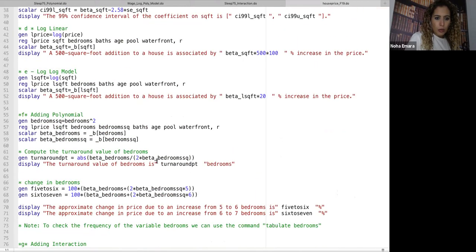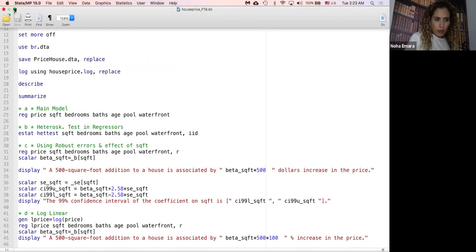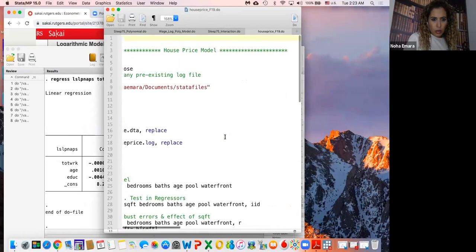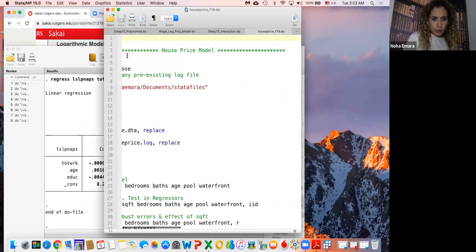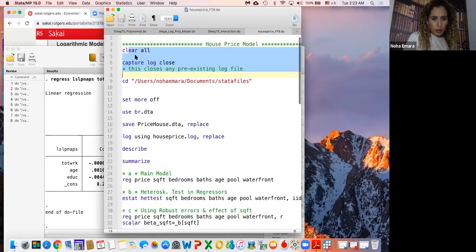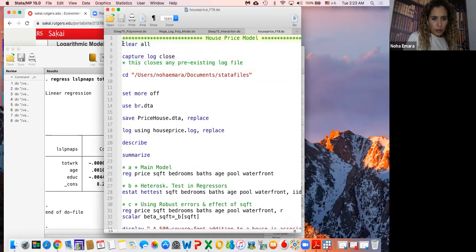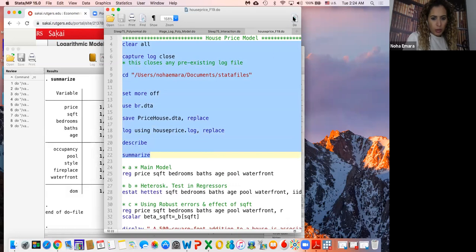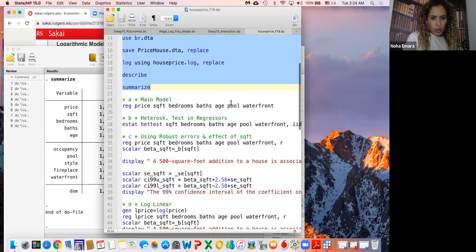There was a turnaround point, yes, it's right here. So suppose that I want to estimate the model. Let me first clear what I have, because otherwise Stata would give me an error message. So let's clear and get the new data. Describe and summarize. Now we have the new data, and the main model was just a linear model.